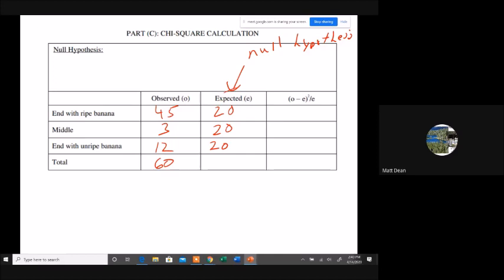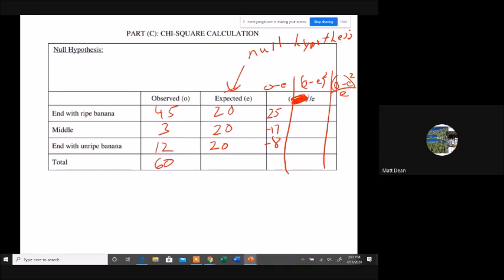If I was doing the math here, I would have a couple more columns in my table. So I've got O and E. My next column would be O minus E, and then O minus E squared, and then finally O minus E squared over E. So O minus E is observed minus expected. So I'm going to go 45 minus 20, 25. 3 minus 20, negative 17. 12 minus 20, negative 8.